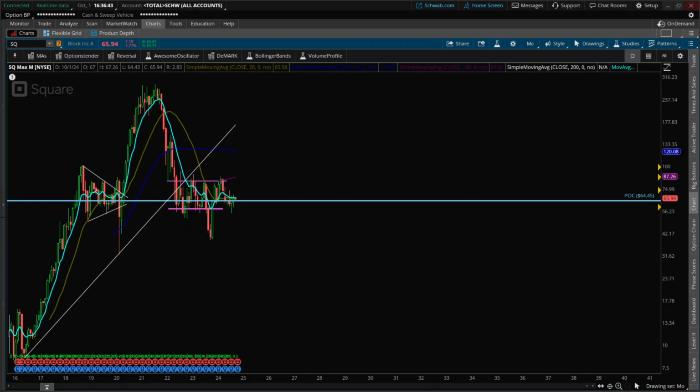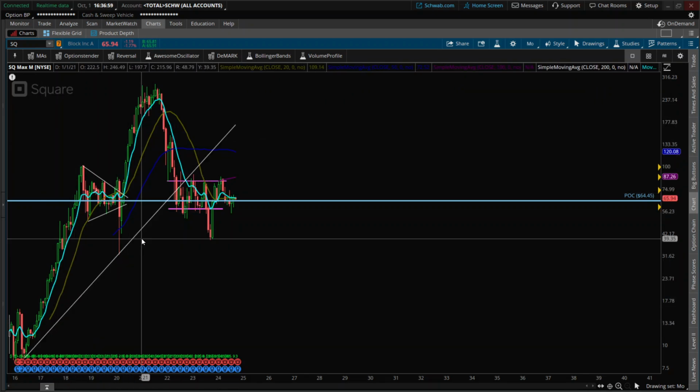And I had a couple people asking me what's going on, as this thing hasn't moved. Well, let's take a top-down look and see if we can help you figure this out. So, all right, let's take a look at Square on the monthly time frame.